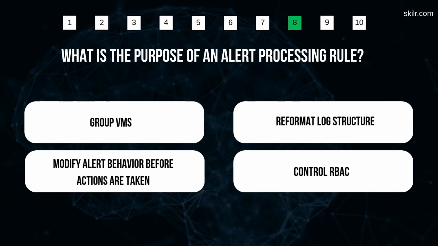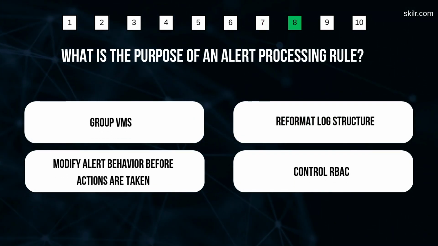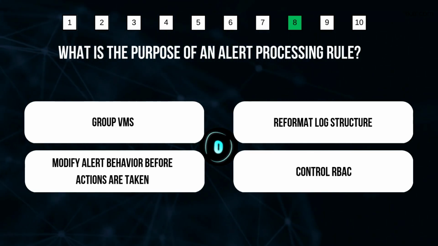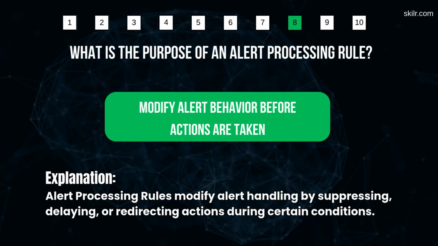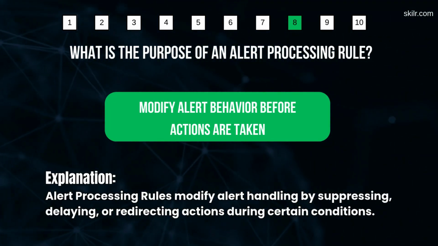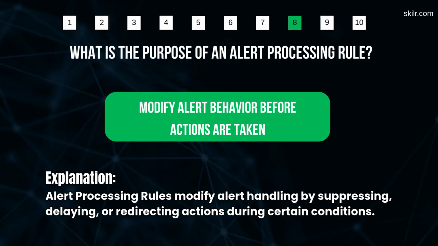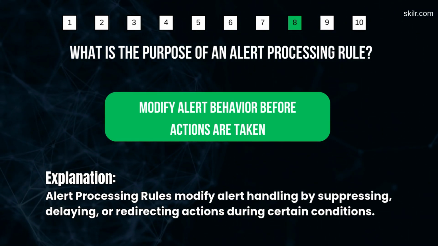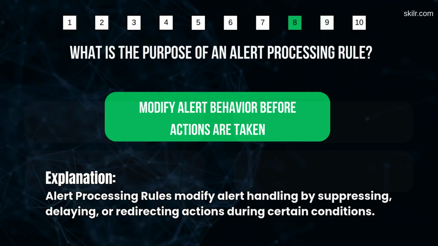Question 8. What is the purpose of an alert processing rule? The correct answer is modify alert behavior before actions are taken. Alert processing rules modify alert handling by suppressing, delaying, or redirecting actions during certain conditions.